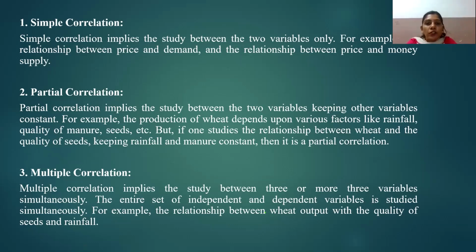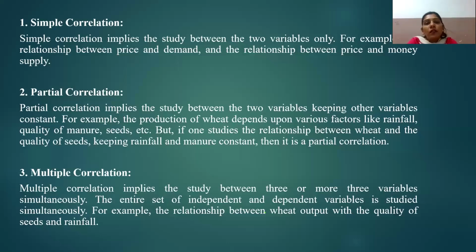In the case of partial correlation, one studies three or more variables but considers only two variables. Two variables are studied and other variables remain constant. The two variables are considered to influence each other, with the effect of the other influencing variables being held constant in the case of partial correlation.